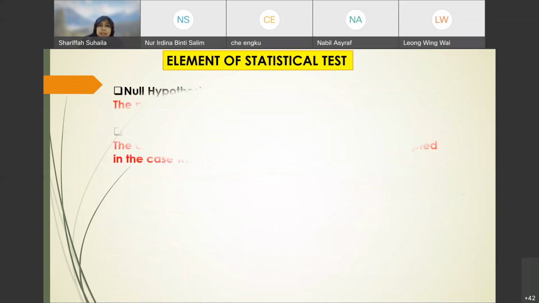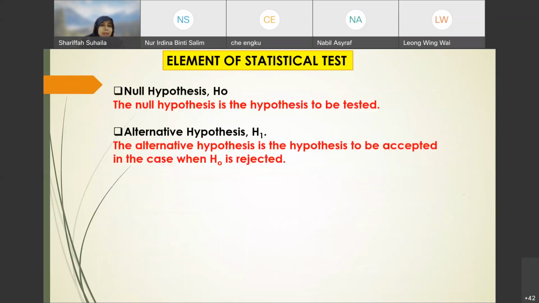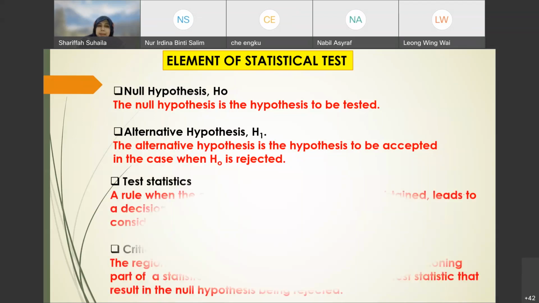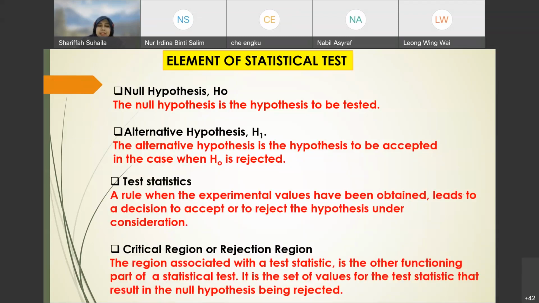Okay, elements of a statistical test. You have your H0, the null hypothesis, the hypothesis that you want to be tested. Alternative is the hypothesis to be accepted in the case when your H0 is rejected. Dia punya alternative dia. Okay. So we have a test statistic. Okay, we conduct a test statistic. Normally, let's say Z test, T test, F test. So that one is your test statistic.